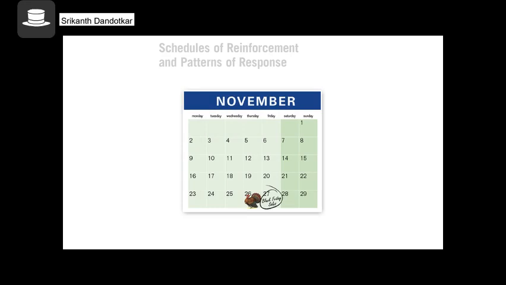One good example for the fixed interval schedule is the Black Friday sale. Once a year, after Thanksgiving, the retail stores have large discounts in preparation for Christmas on a day called Black Friday, and shopping before the sale does not provide the reinforcement.